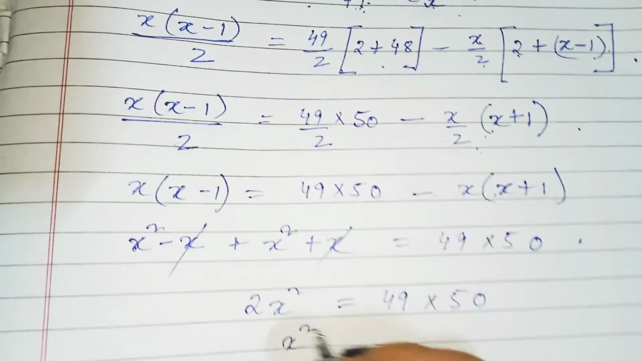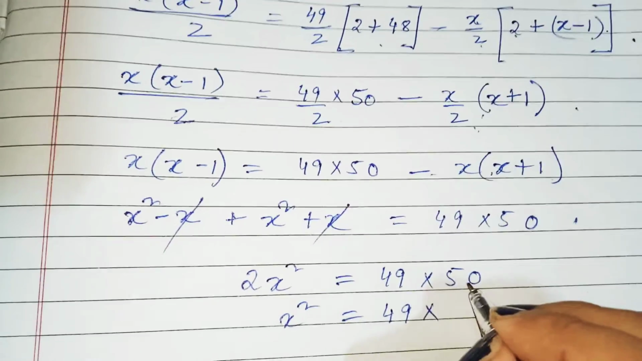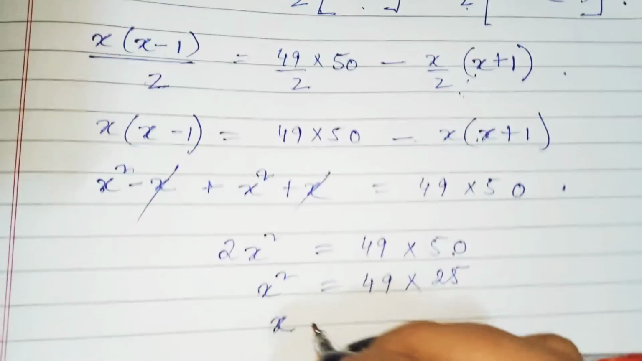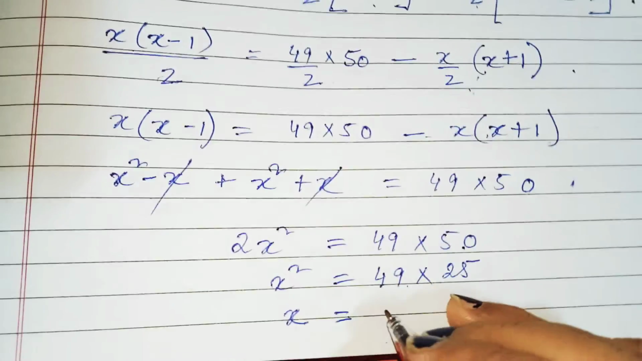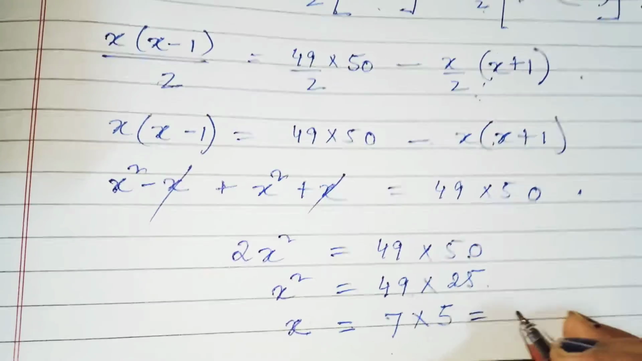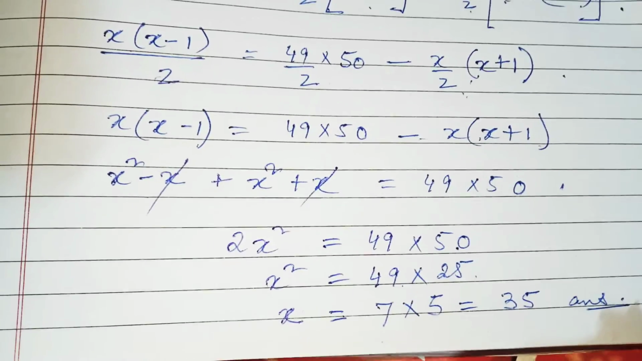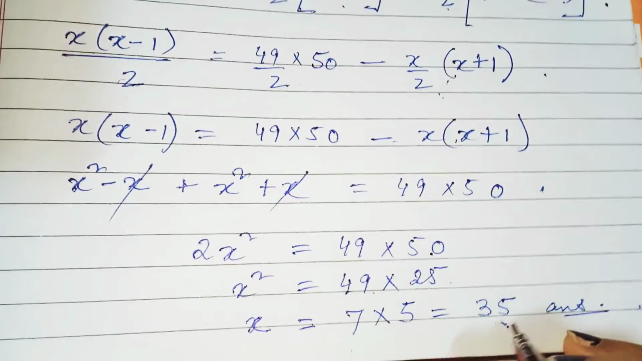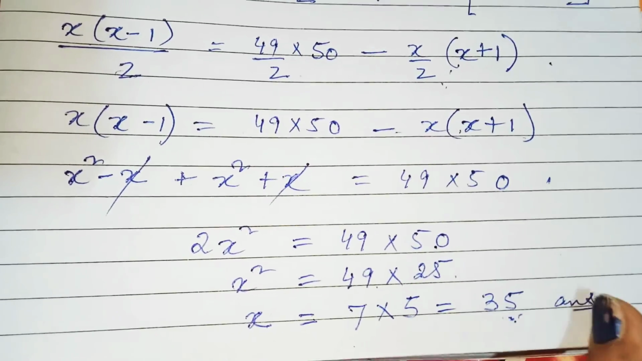So x square equals 49 into 25, if you divide 50 by 2. We avoid the negative root and take the positive one. The root of 49 is 7 and the root of 25 is 5, so x is 35. That will be our answer. So 35 is the house number whose preceding sum and successive sum are equal.